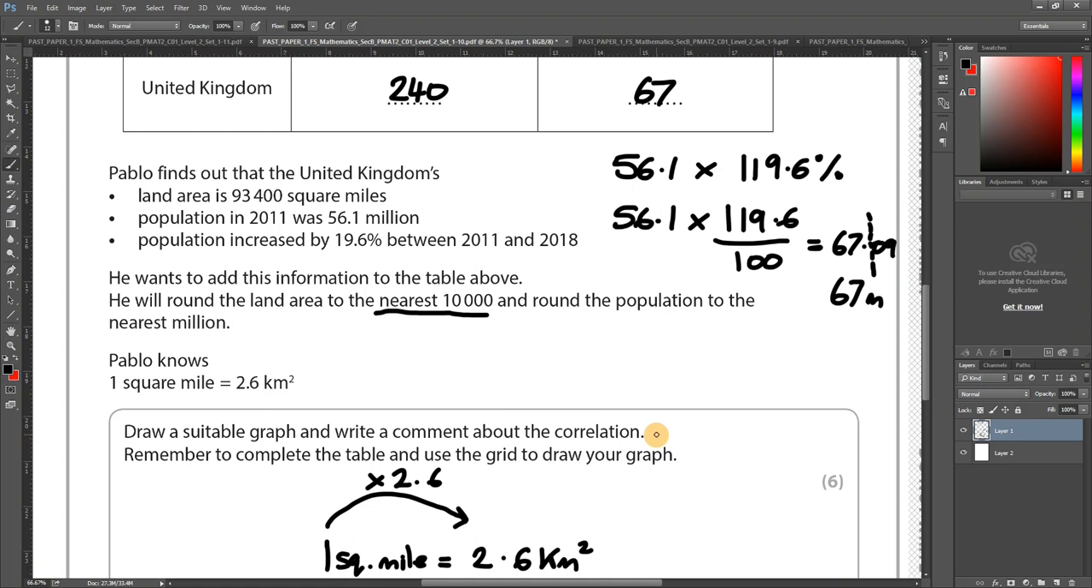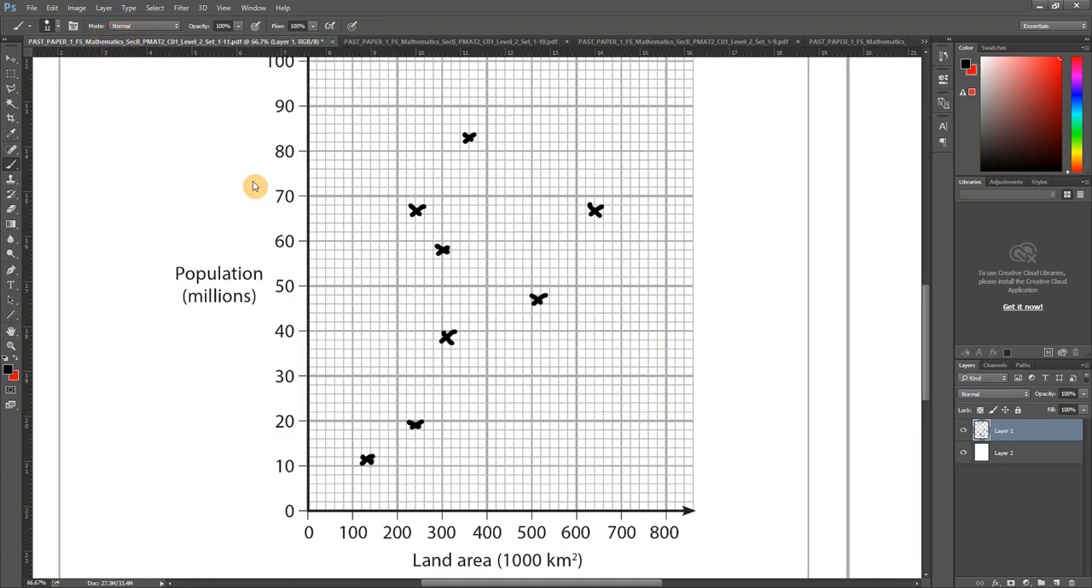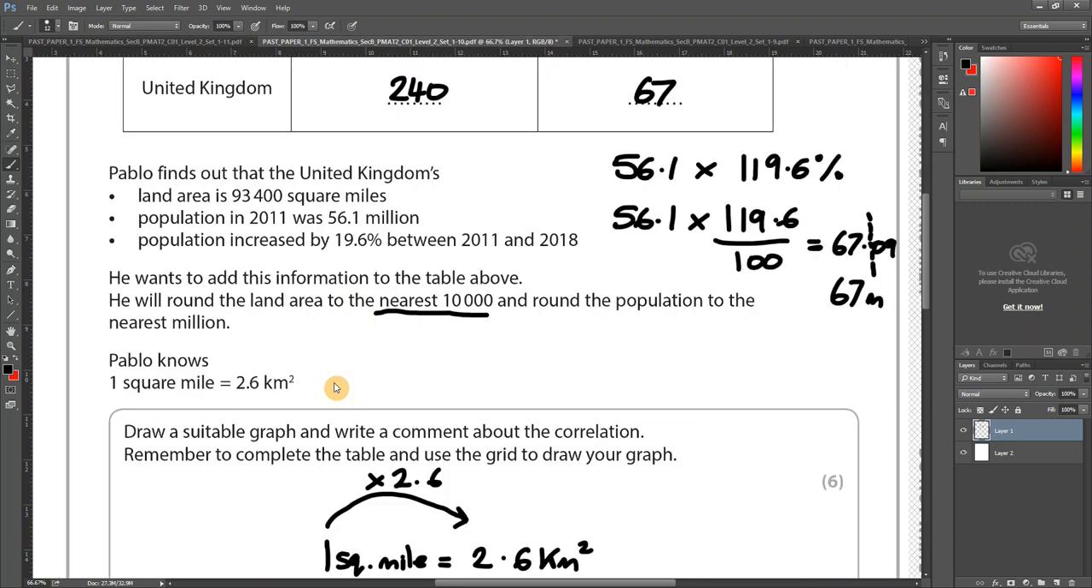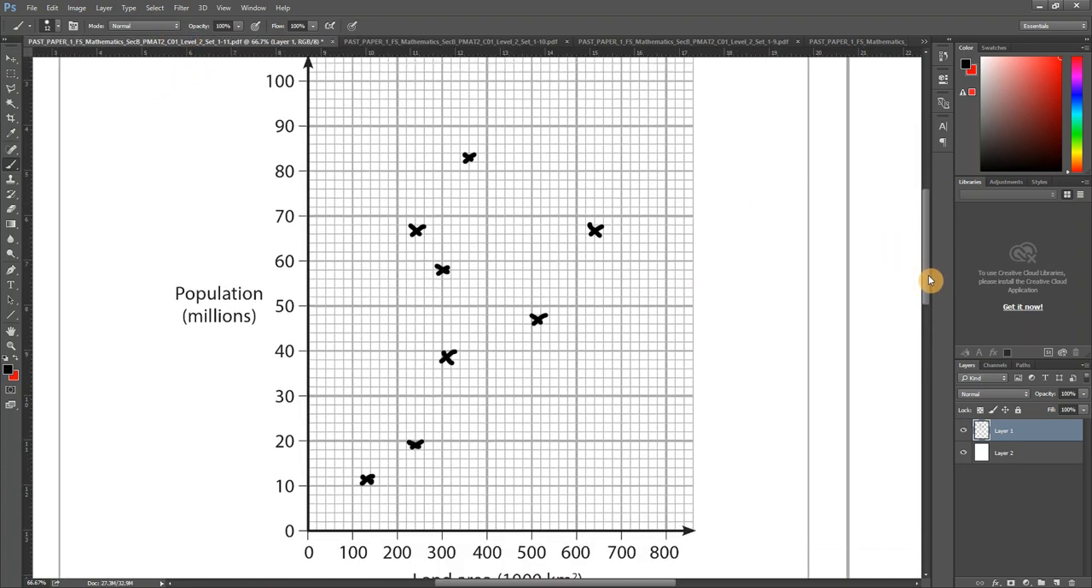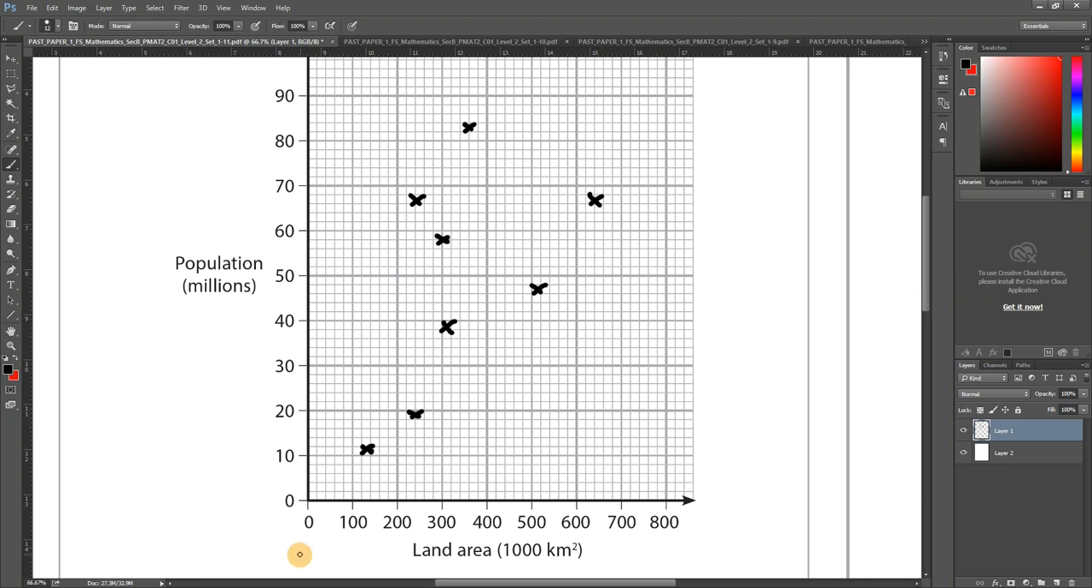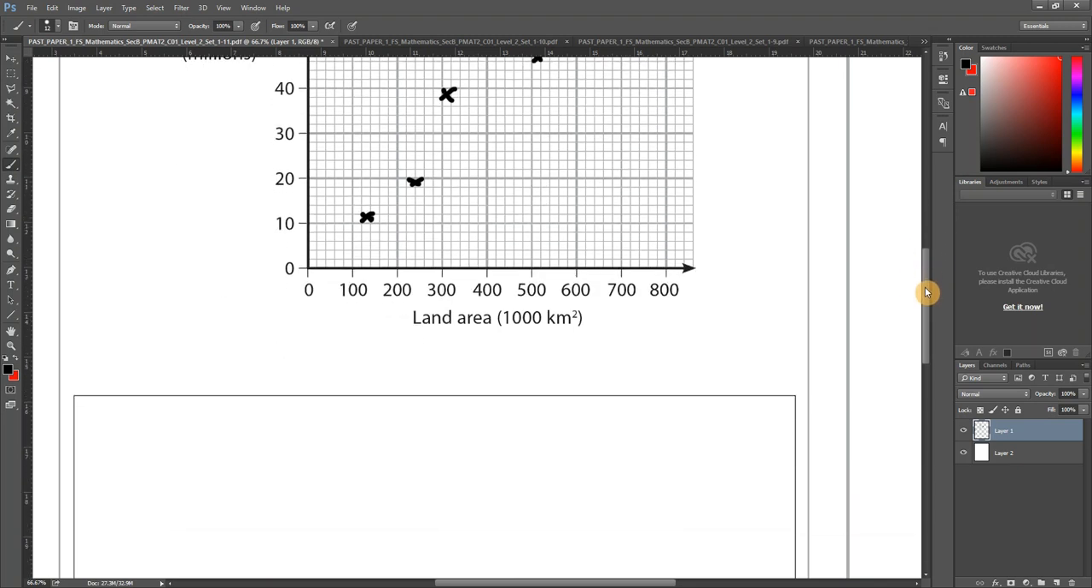So I don't think it's enough just to say that it's a positive correlation. You do have to write some kind of sentence or some kind of statement. You can mention positive correlation, but I'd go into a bit more detail because they said write a comment about the correlation. So I would say, just by looking at it, a general trend, as the land area increases, the population increases as well. Yeah, and I'll mention positive correlation as well.